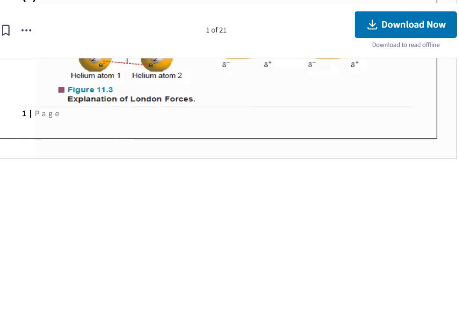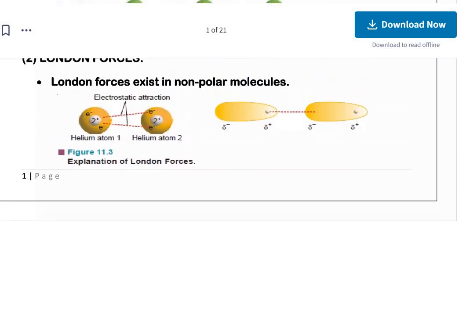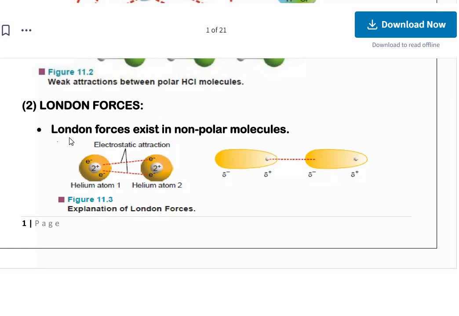Now you can see in this pictorial diagram London forces. London forces exist in non-polar molecules. You can see electrostatic attractions between helium atom 1 and helium atom 2. You know there is no polarity here. So London forces exist in non-polar molecules.